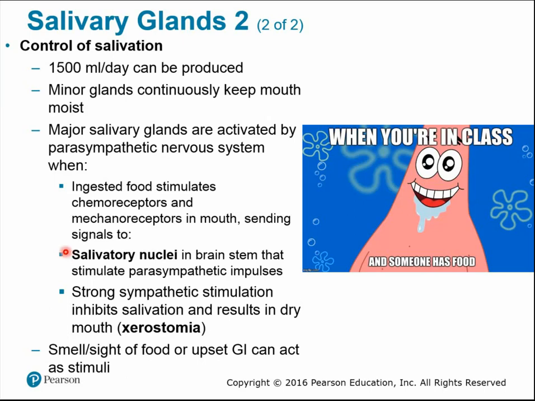Sometimes even just the sight, smell, or thought of food can act as a stimulus, so your mouth will start watering, right, when you smell food or you see someone that has some good-looking food. Also, upset GI can act as a stimulus. Sometimes if you're feeling nauseous or queasy right before you get ready to throw up, your mouth starts to water a lot. That's to help protect against the acid that's going to come from the stomach after vomiting.